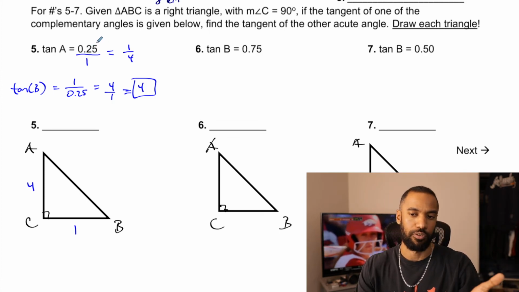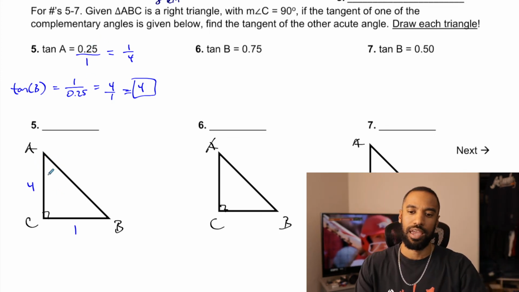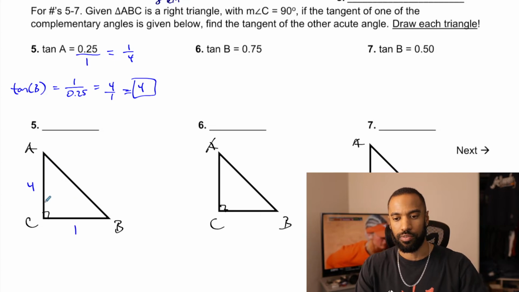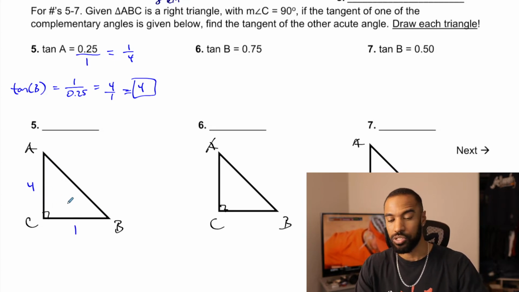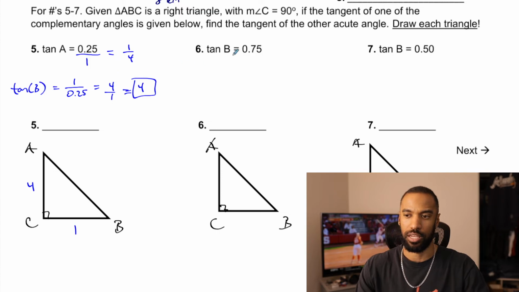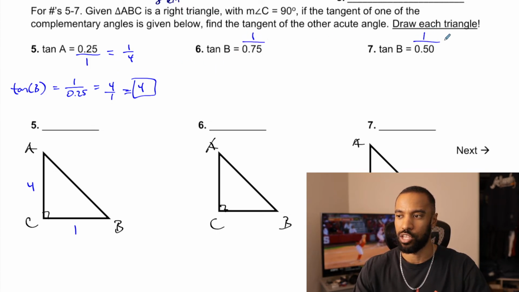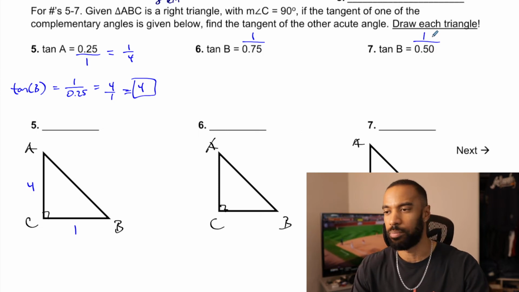So essentially what's happening for all these is you reciprocate what's here. If tangent of A is this over that, tangent of B is that over this. You flip them. By flipping them, you're taking the reciprocal. Tangent of A is 1 divided by that. Those will be your answers.